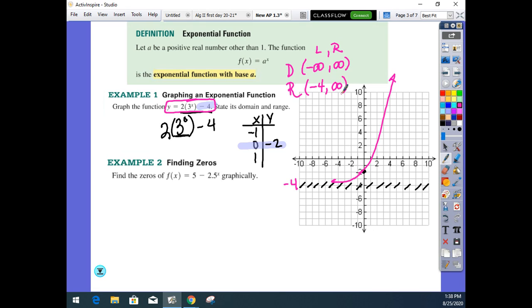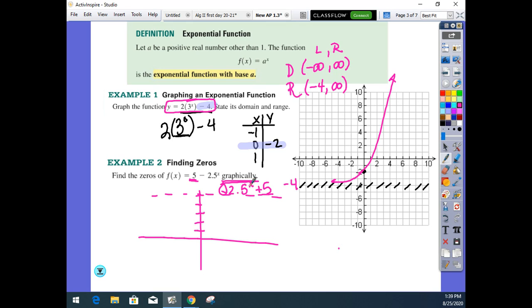All right. Finding the zeros graphically means using your graphing calculator. Now, let's think about this first of all. What does this 5 do? That's a positive 5. I'm going to rewrite this as -2.5 to the x plus 5. This big fat plus or minus means that everything's shifted up 5. But what does this negative in front do? It takes this general shape and flips it down below.